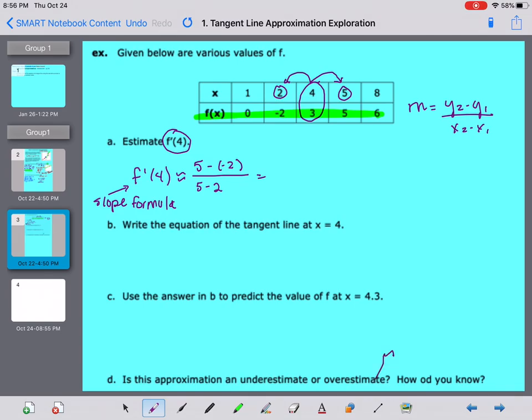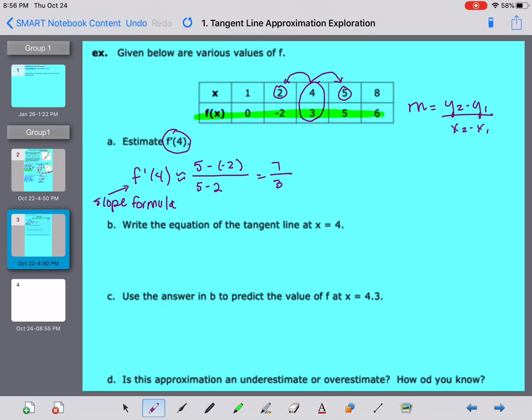So if we do that, 5 minus -2 gives us 7, and then 5 minus 2 gives us 3. I just want to double check to make sure that's correct. 5 minus -2 gives us 7, 5 minus 2 will give us 3. So that means that this is the approximation for f prime of 4. We're using an approximation here because we don't have a function. If we had a function, we'd find it exact and it would be good to go.